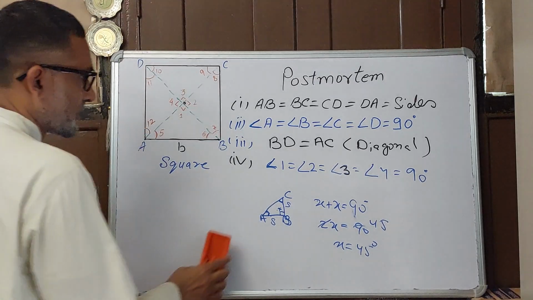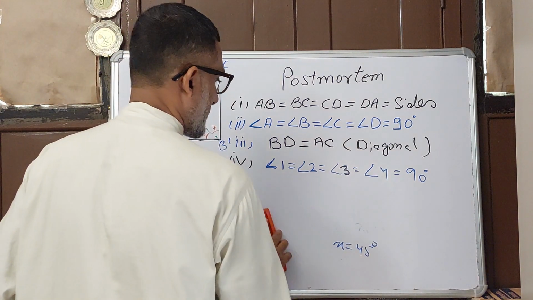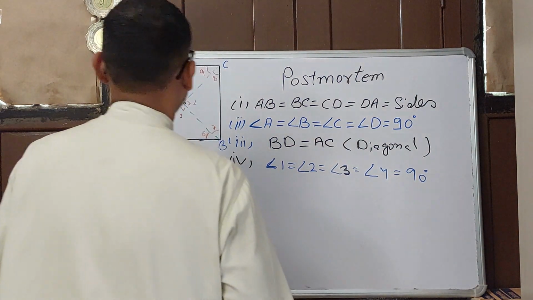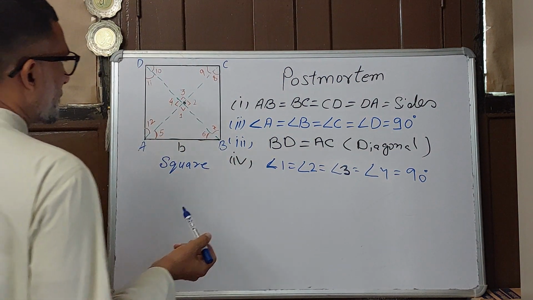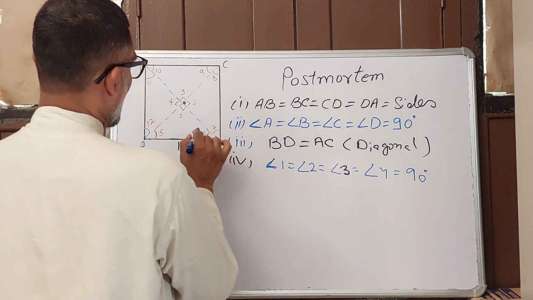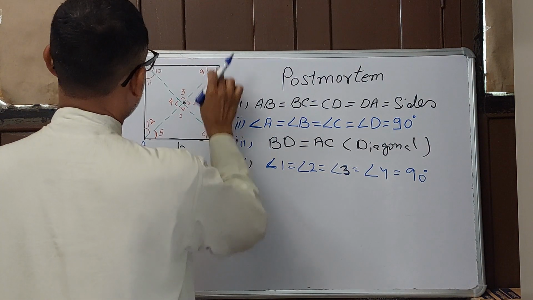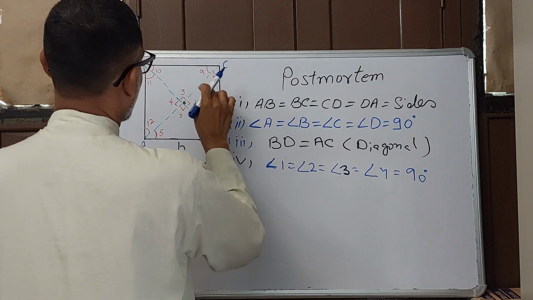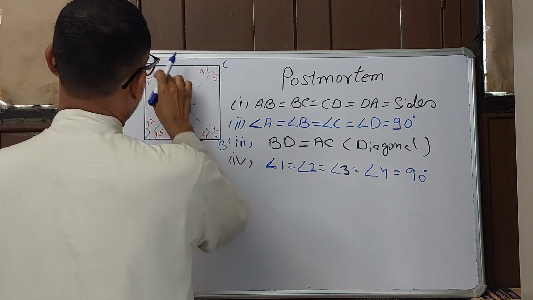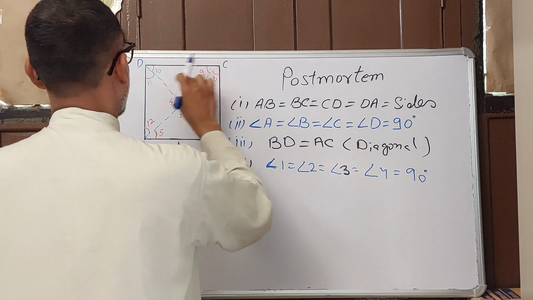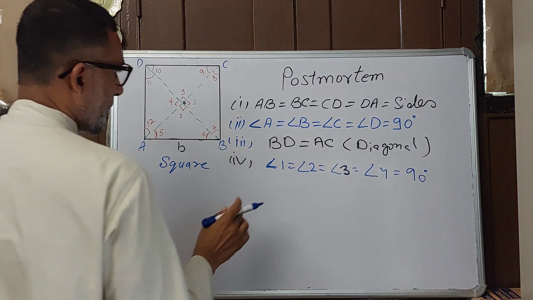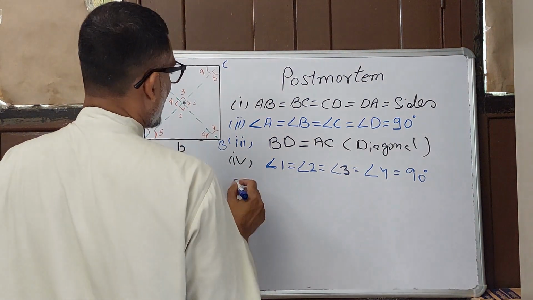What will you get? Here angle. So what do we get? All are equal like this and like this. If you take the triangle BCD like this, so this angle and this angle are also 45. If you take this angle and this angle, what do we get? All are equal and what will be the 45 degree?